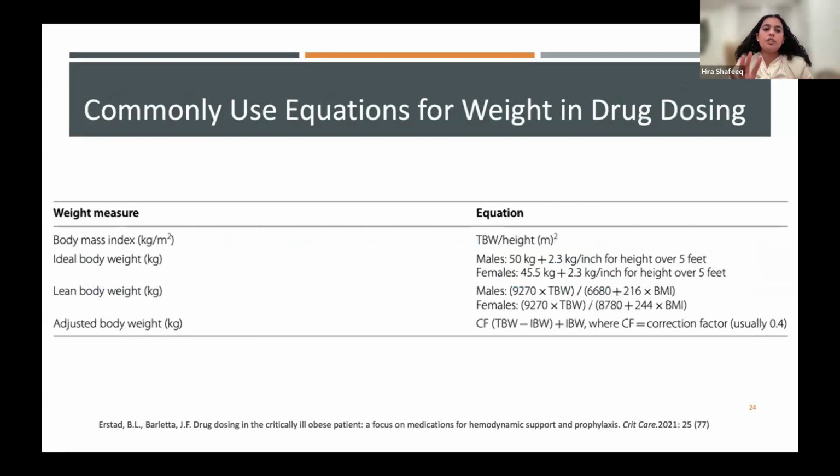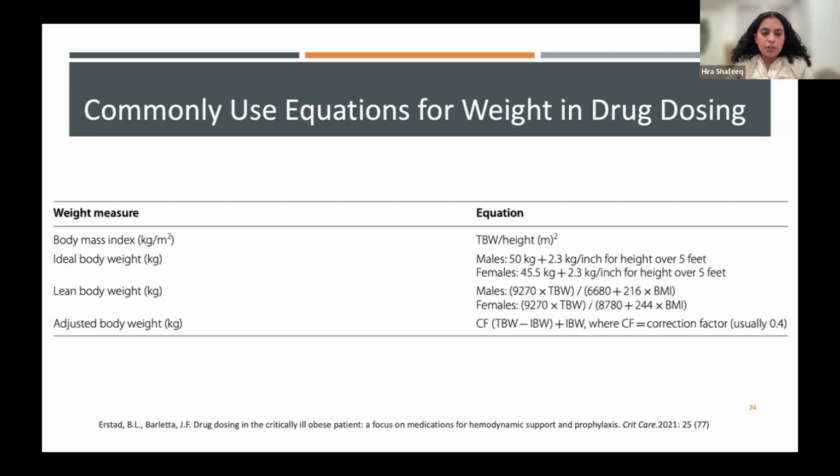I wanted to go over, just FYI, what are some of the commonly used equations for weight and drug dosing in the ICU. A lot of times, and I know this is true for my hospital, we automatically have BMI calculated for a lot of our patients. So BMI is total body weight divided by height in meters squared. And as pharmacists, we are well familiar with the ideal body weight equation, especially because we also need to use that for calculation of creatinine clearance.